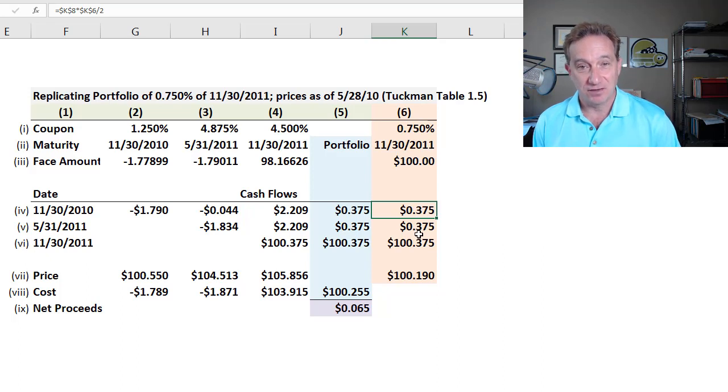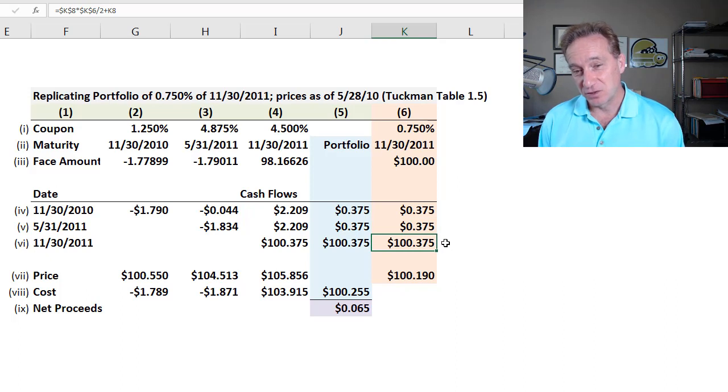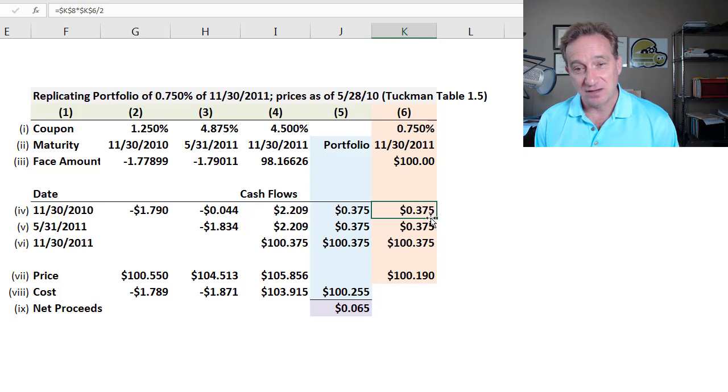So that means it has 3 cash flows. In general, throughout Tuckman, a safe default assumption is that bond coupons pay semi-annually. So this bond that's trading cheap matures in 1.5 years. It has 3 cash flows: a coupon in 6 months, a coupon in 1 year, and a coupon plus return of the principal in 1.5 years, right? The 37.5 cents is simply the 0.75% coupon multiplied by the face amount divided by 2 because it's paid semi-annually.